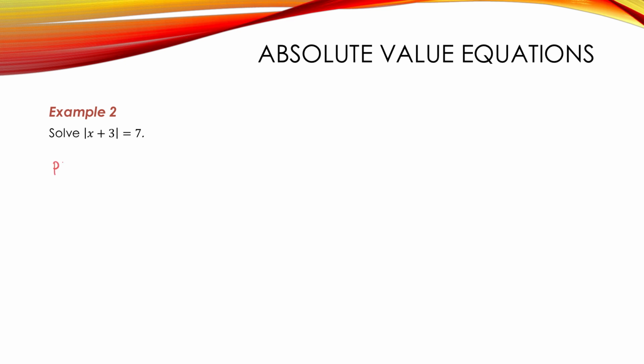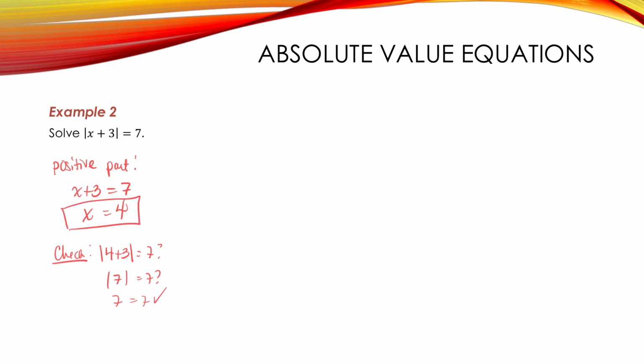Hopefully you took a moment to try this on your own. We're going to look at the positive part first, which means that x plus 3 was already positive. So we just simply set it equal to 7, which means x is 4. And when we check it, is the absolute value of 4 plus 3 equal to 7? Well, that's the absolute value of 7. And does it equal 7? Well, that is 7, so yes. So x equals 4 is a solution.